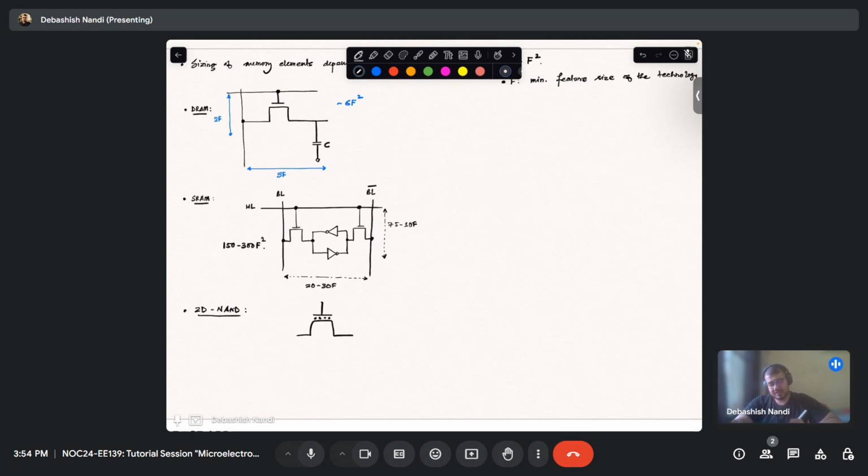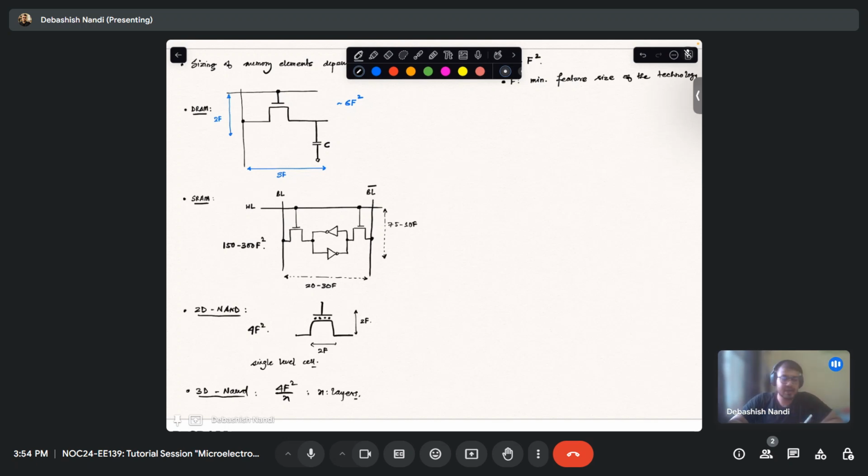Okay, this is how your 2D NAND flash looks like, and it will have a feature size of, let's say, 2F, and this way it is 2F. So it will have a 4F square area for a single level cell. And for 3D, you will have 4F square by N, where N is the number of layers.